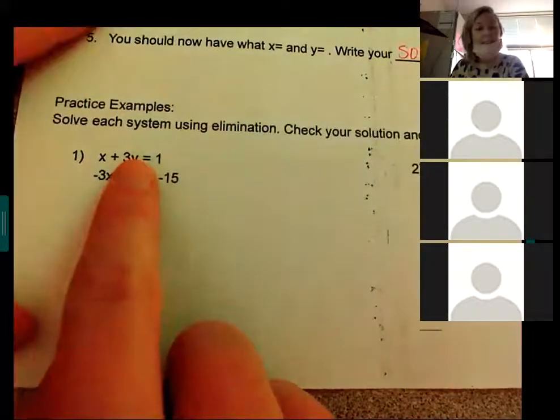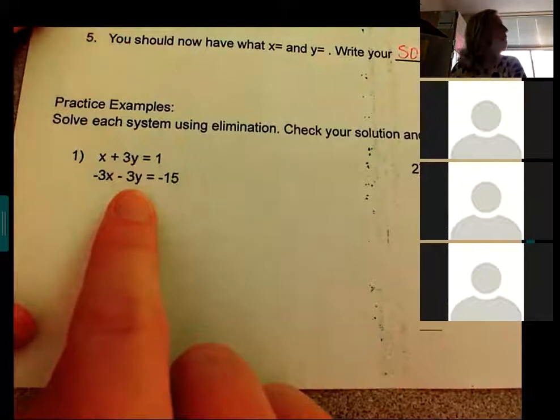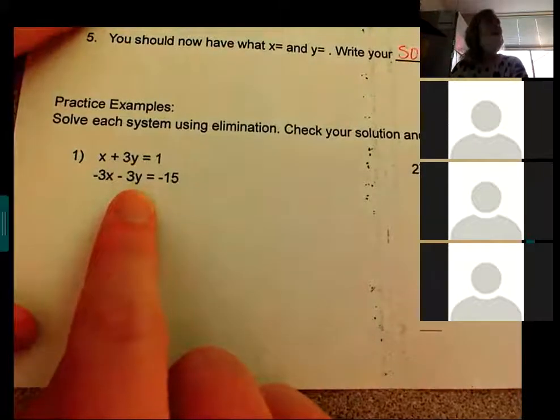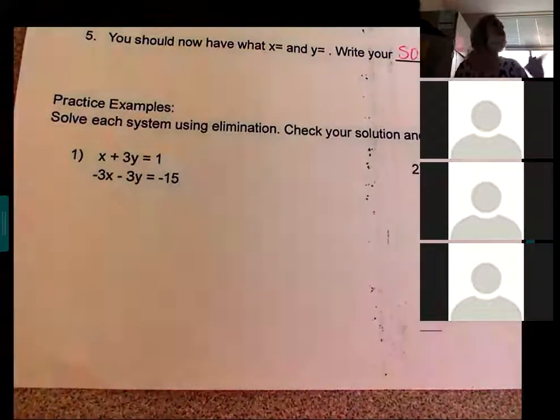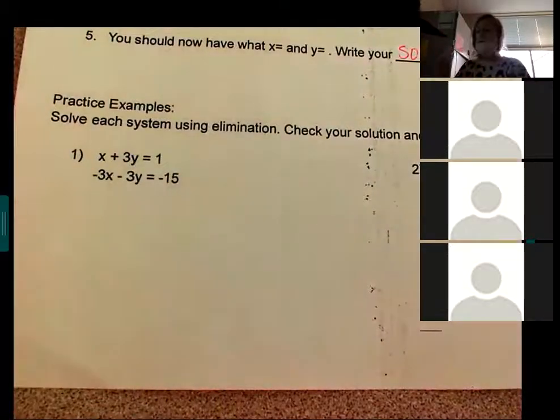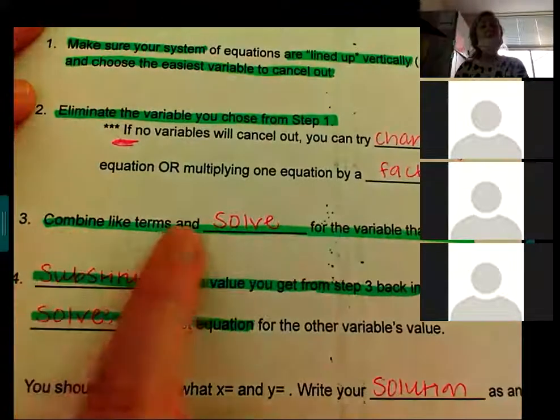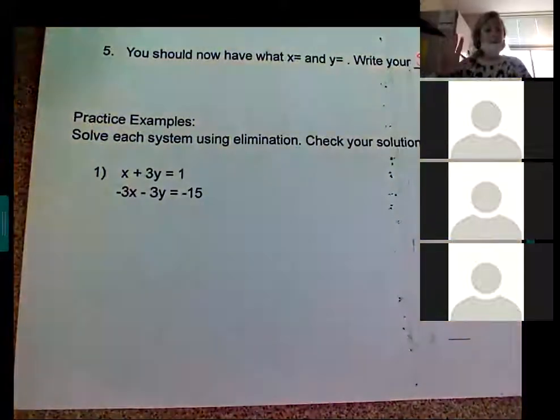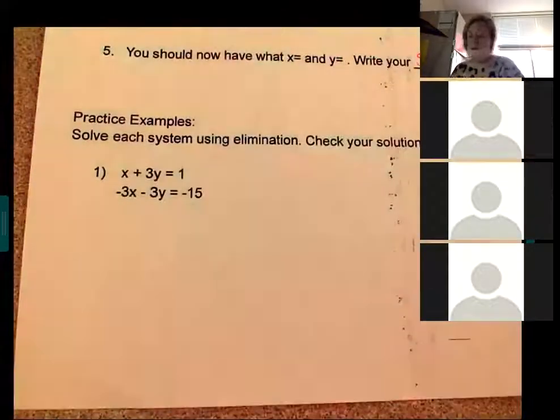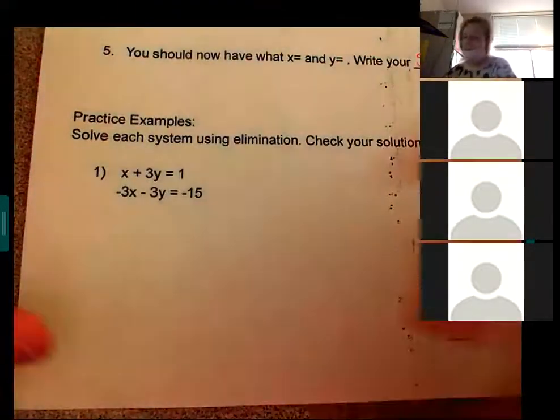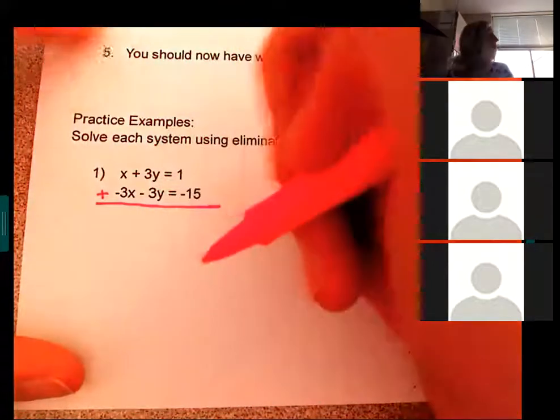Positive 3y and negative 3y. Don't those just cancel? Do you even have to do step 2? No, they cancel on their own. So everybody watch. We're skipping right to step 3, which means we're going to combine like terms and solve. Y'all just told me, I'm going to use pink so y'all can see what's happening. Y'all just told me if I combine these, that the y's will cancel out, right?